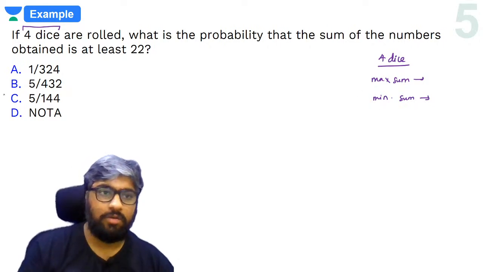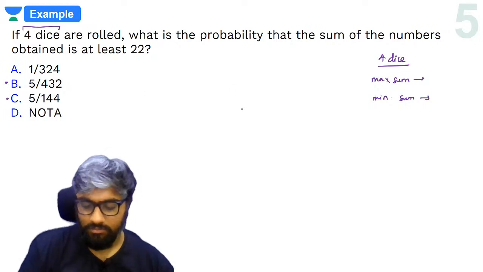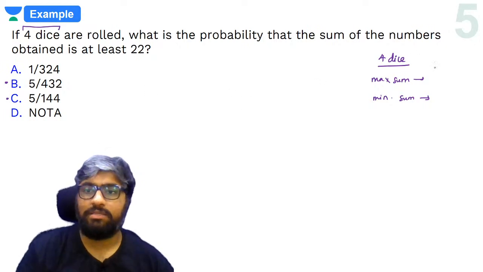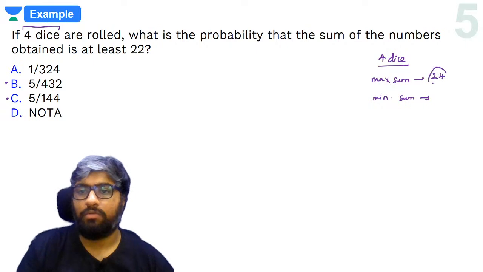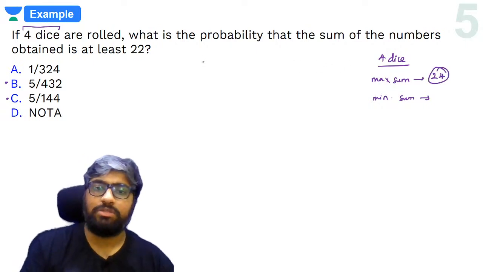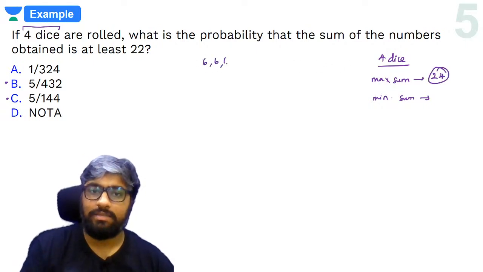Okay, option C, option B, alright. Right, the maximum sum is 24. Why? Because the maximum numbers you can get are 6, 6, and 6, and another 6, the 4 dice. 6, 6, 6, 6. Correct. The maximum is 24. Minimum will be what?